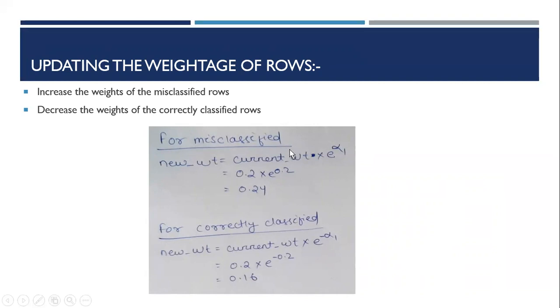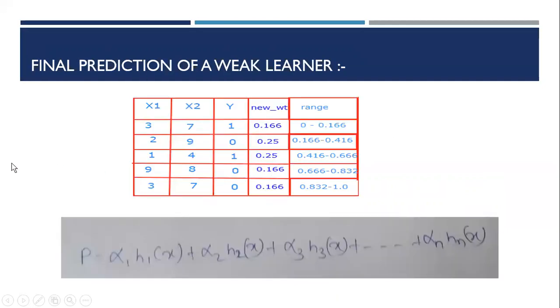This is the formula for misclassified rows: current weight times e to the power alpha, where alpha means the significance of the model. This will be the new weight for the misclassified rows, and this will be the weightage for correctly classified rows. You can see there is a minus sign, so it will decrease the weightage for the correctly classified rows. So here the table is updated. New weightage have been assigned to this whole table.